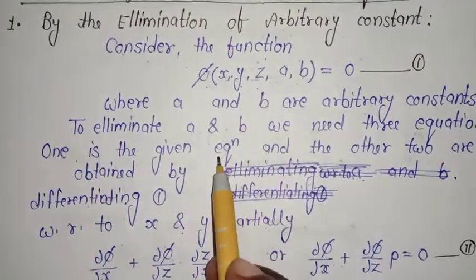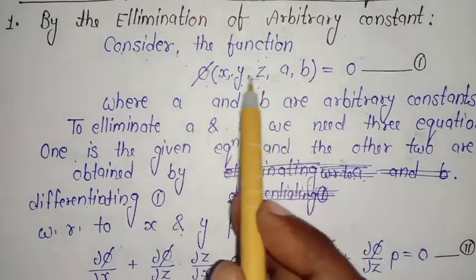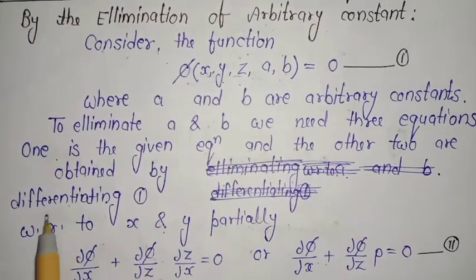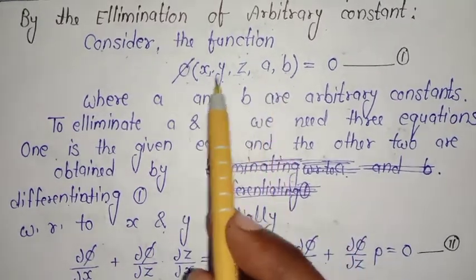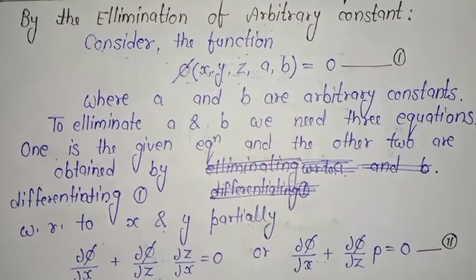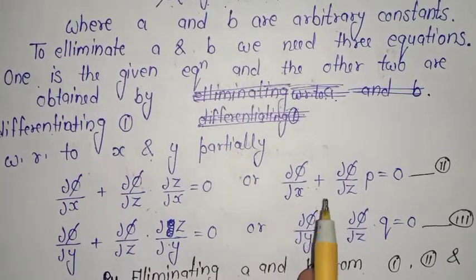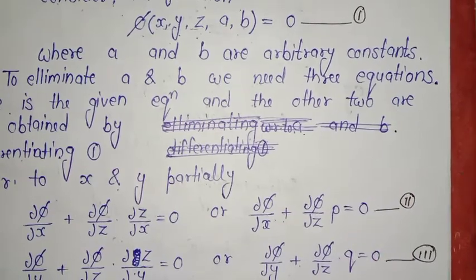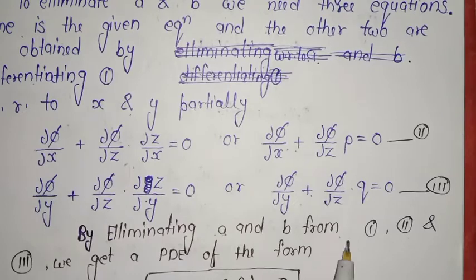One is the given equation. The other two equations are obtained by differentiating it partially with respect to x and y. Then we use those three equations. I have differentiated it here, and now we have three equations, first, second and third. With the help of these three equations, we have to eliminate the arbitrary constants a and b.